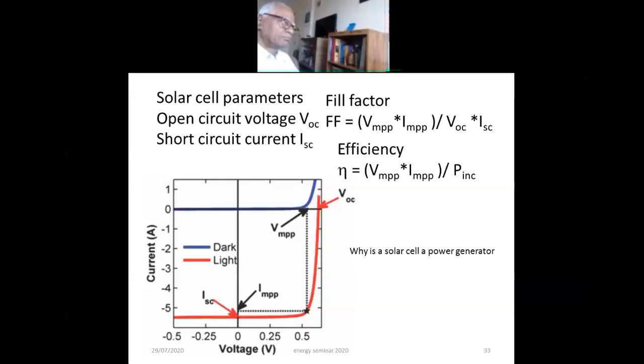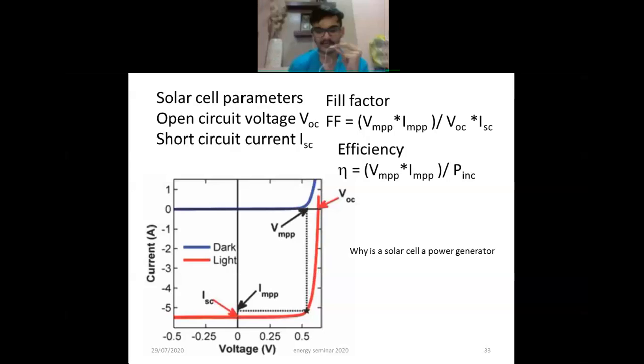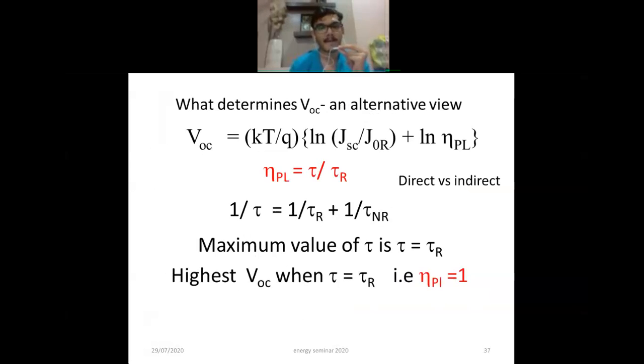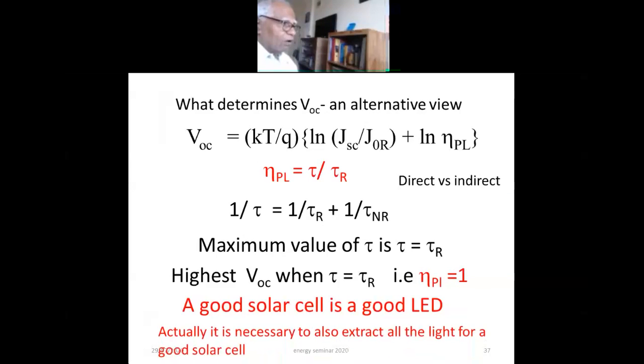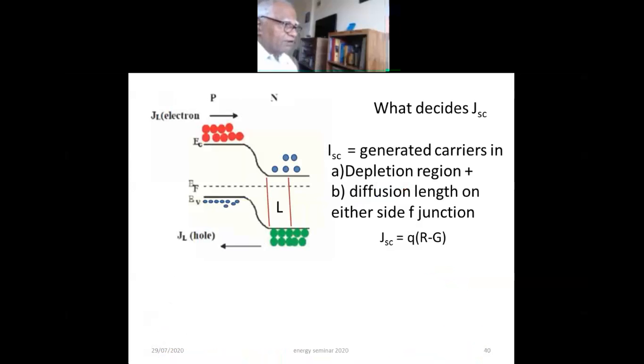So we'll take three more questions. So here's another from Bhumika. She says, what is the significance of the ideality factor N for good illumination? I don't know what she means by good illumination because light comes from the sun. And all that I was saying is this ideality factor.